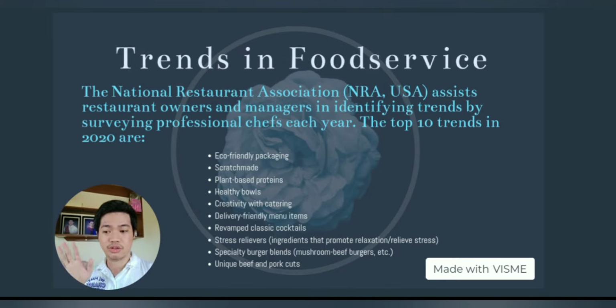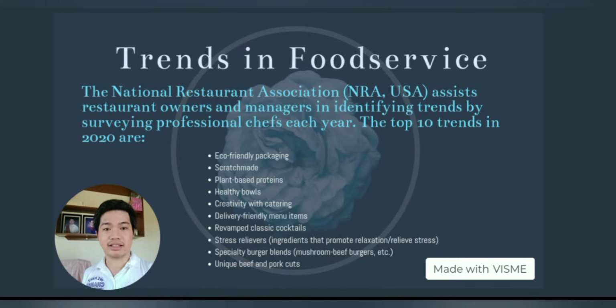Scratch-made. This is when you make a recipe from scratch. Plant-based proteins, like mushroom or soya-based products. Healthy bowls, bowls full of healthy whole grains, vegetables, and fruits. Less sugar, less salt, less sodium. Next is creativity with catering, the gimmicks and themes that can be offered. Next, delivery-friendly menu items, those that can easily be carried and do not spill easily during transit.